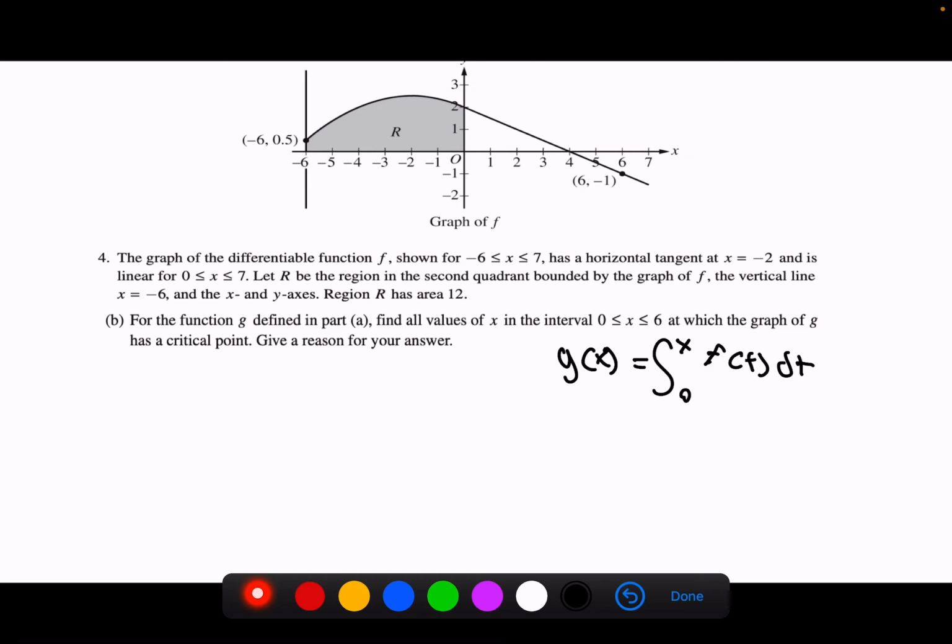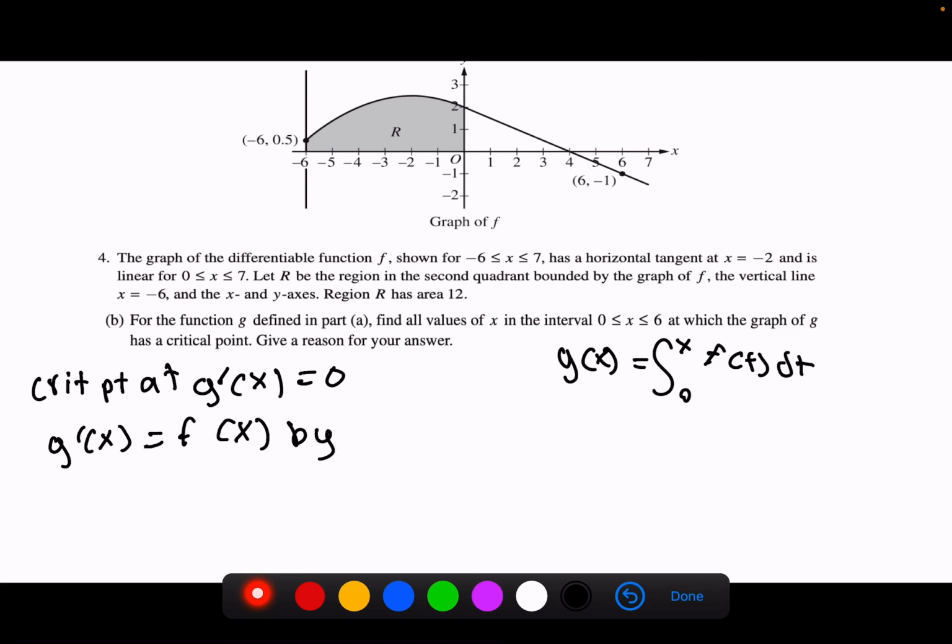Okay, let's see. Critical points. I'm going to write critical point at g prime of x equals 0. And we know g prime of x is equal to f of x by the fundamental theorem of calculus. So if I set f of x equal to 0, when is f of x 0? Here, at 4. So f of x is 0 at x equals 4, and I would circle x equals 4. I would say this should be enough for part B. Yeah, it looks like the only critical point in this interval.